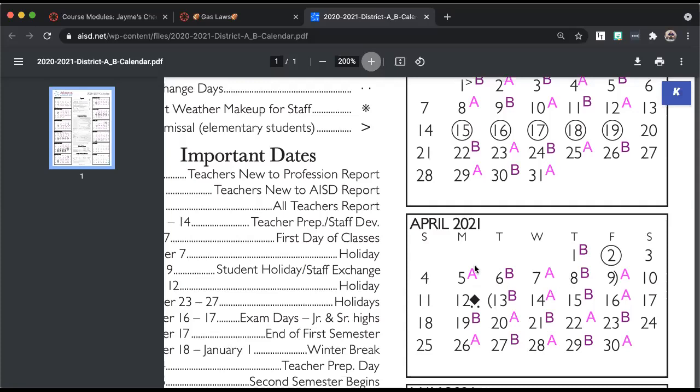But just know that next week, Monday, Wednesday, Friday, all normal A days. We'll log on to Zoom. We'll have our synchronous time just like normal. But Tuesday and Thursday, they're STAR testing days. So whatever happens, they probably will not be normal.